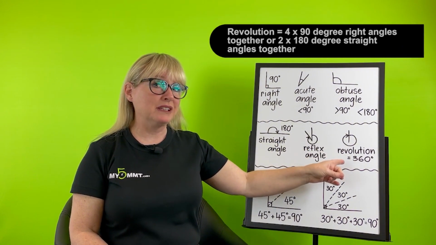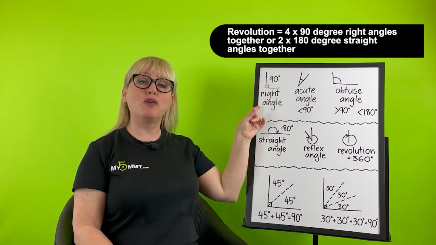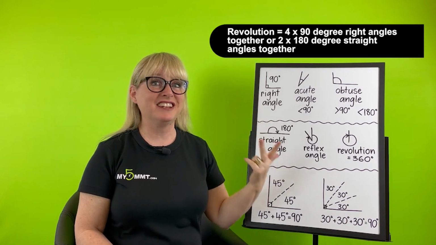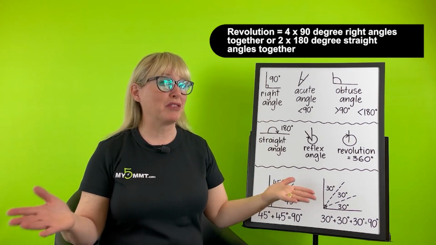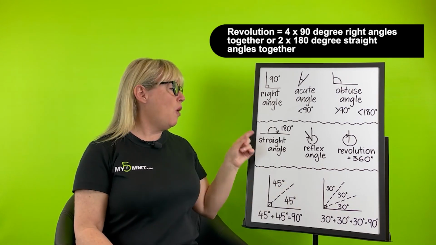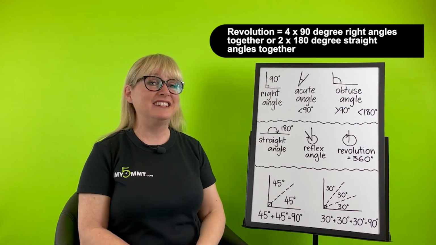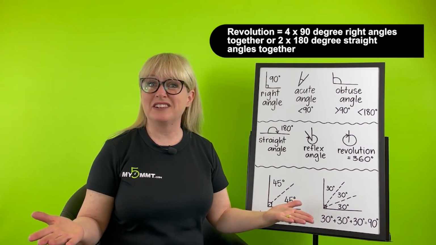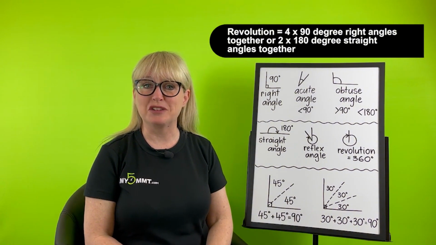Now, when we have a revolution, it's because we've either got 4 of our 90-degree right angles together, because 90 and 90 and 90 and 90, 4 90s make 360 degrees, or we have two 180-degree straight angles next to each other because 180 and 180 make 360 degrees.